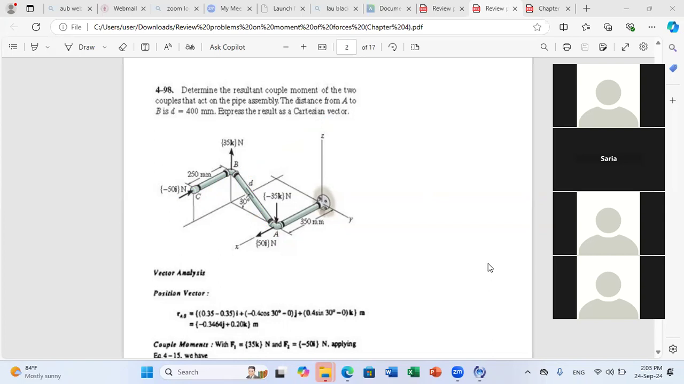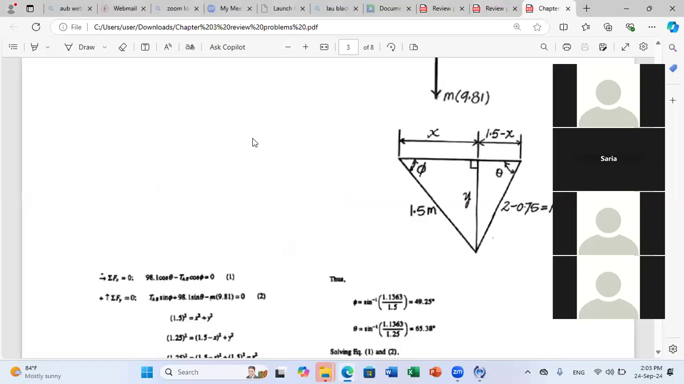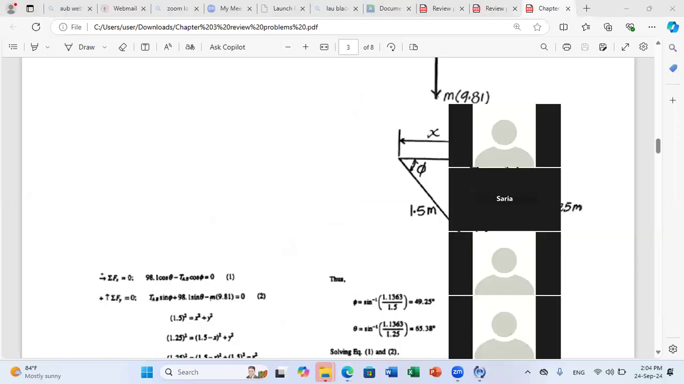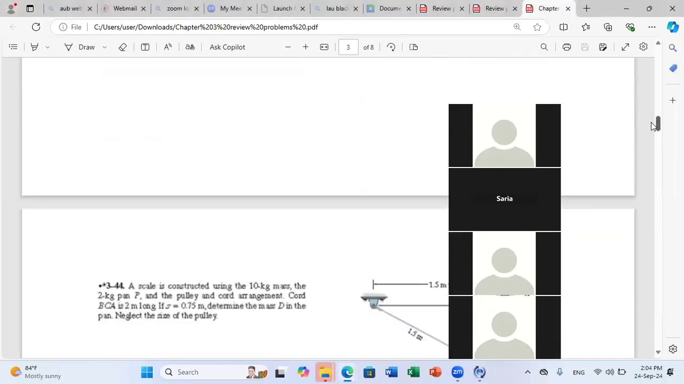I have a problem that I don't understand. Yes, tell me, which one? It's in chapter 3. Which one? They are both alike. It's 3.68 and 3.63. Let me look at 3.63.